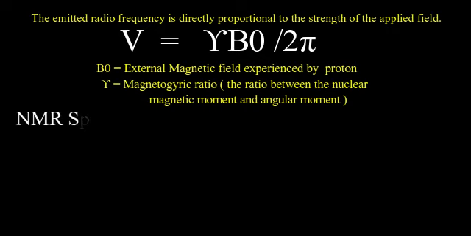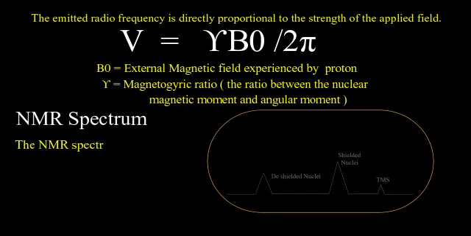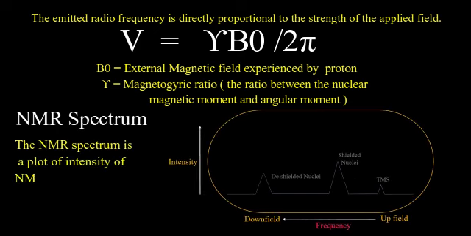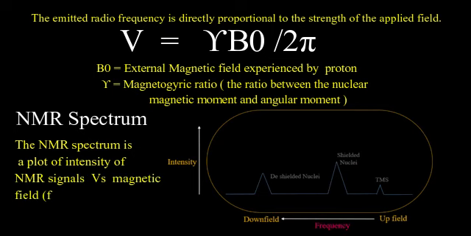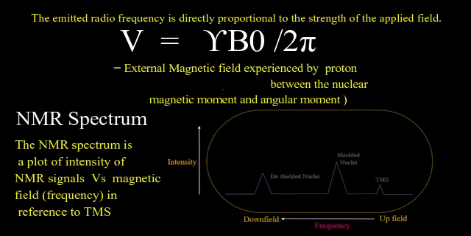The NMR spectrum is a plot of intensity of NMR signals versus magnetic field, that is the frequency, and its value is in delta in reference to tetramethylsilane, that is TMS. And the blue line gives the deshielded nuclei.